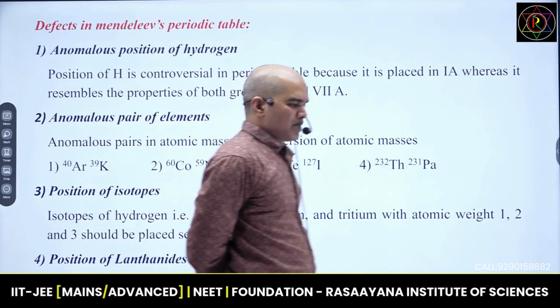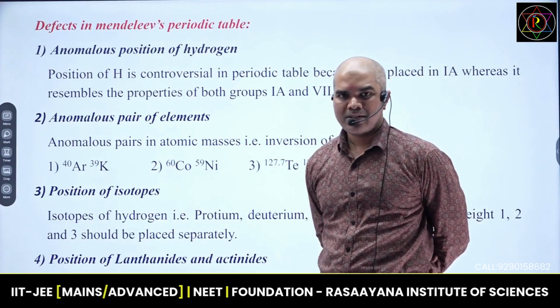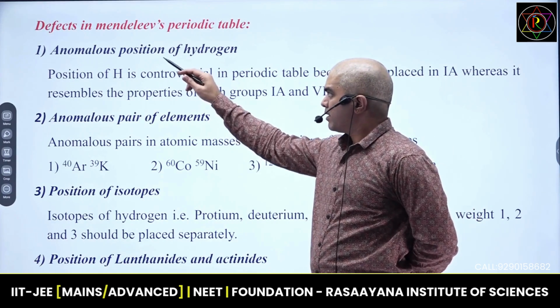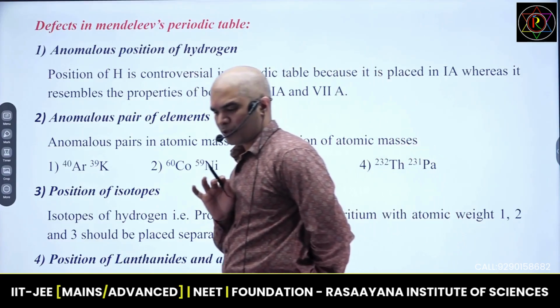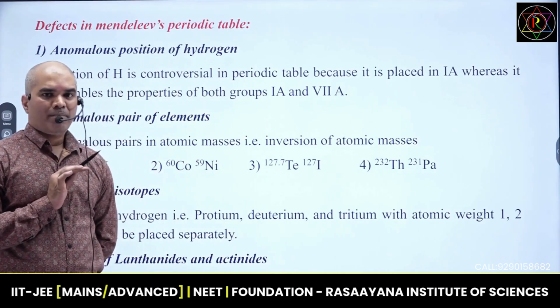Are there any limitations of Mendeleev's periodic law? The answer is definitely yes. There are a few limitations. What are these limitations? First one, anomalous position of hydrogen. So hydrogen, should I put it in first group or should I put it in 7th group? That was a big confusion.